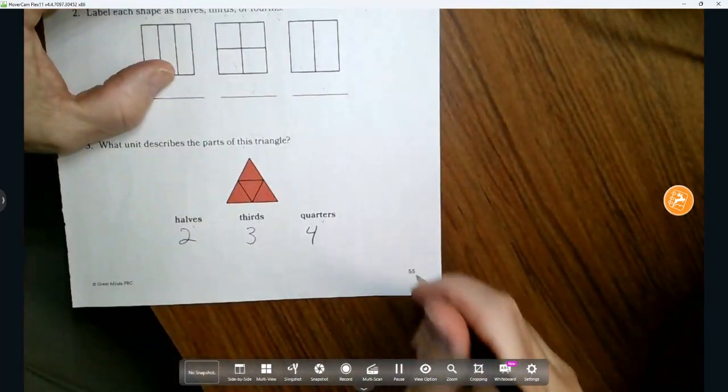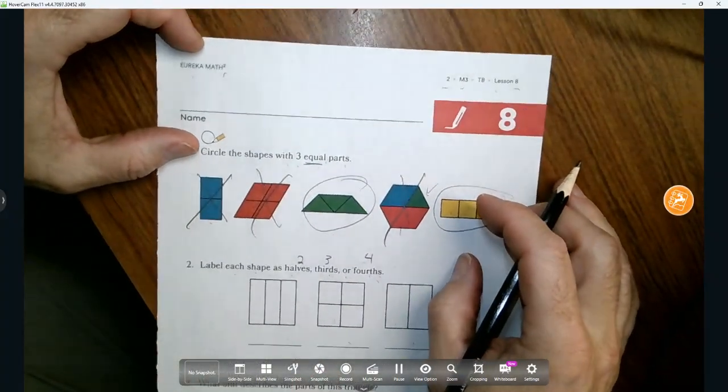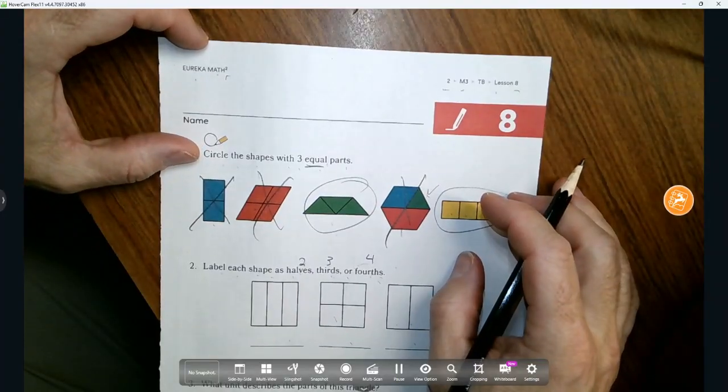All right. Nothing on the back. Page 55. 3 problems. Easy peasy. You get this one knocked out, and you move on to whatever fun thing you're doing at home.